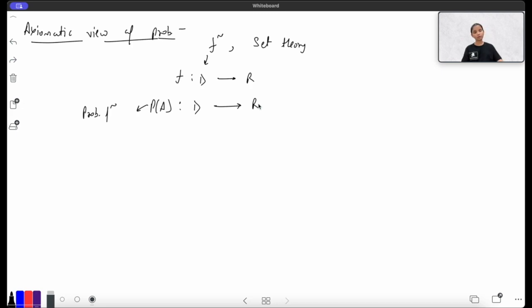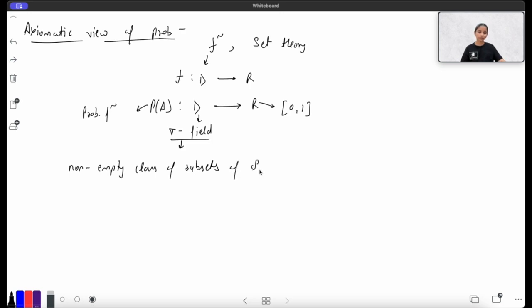Now the main point is, what is the domain and what is the range? The range, we all know, is between 0 and 1. And the domain is actually the sigma field. But what is a sigma field? My sigma field is defined to be a non-empty class of subsets of the sample space S.